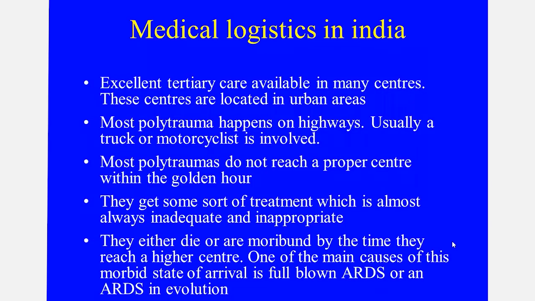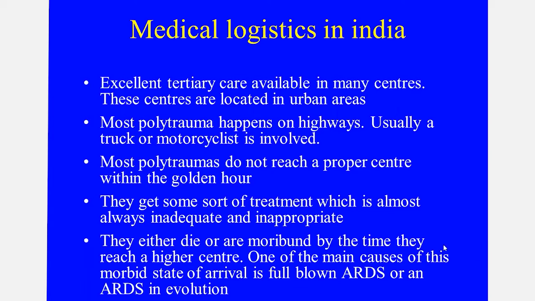And I think you can say that these are the areas which are more industrialized and their mortality rates are rising. Now, in India, we have excellent tertiary care centers in most of the urban areas. These are in the metro cities, the tier 2 and the tier 3 cities. But remember, most of the polytrauma happens on highways. Usually a truck or a motorcyclist is involved. And I'll show you that data when I discuss the surgical audit we have performed.